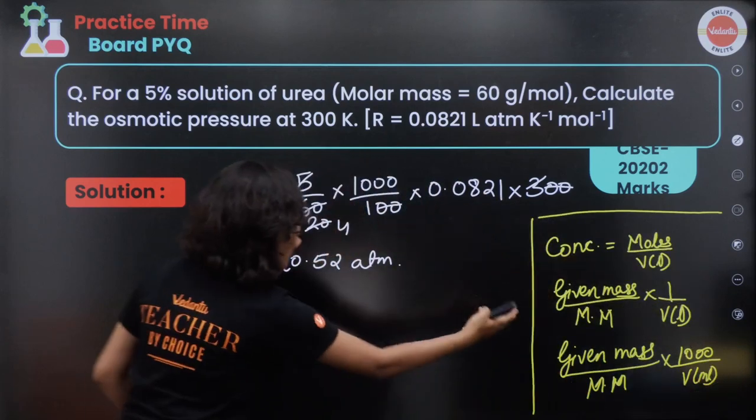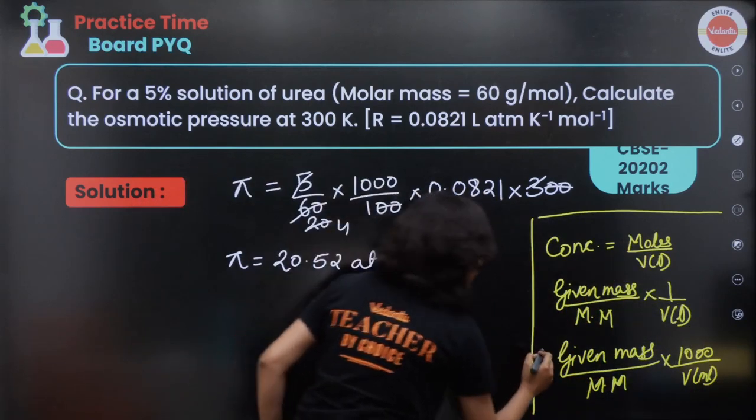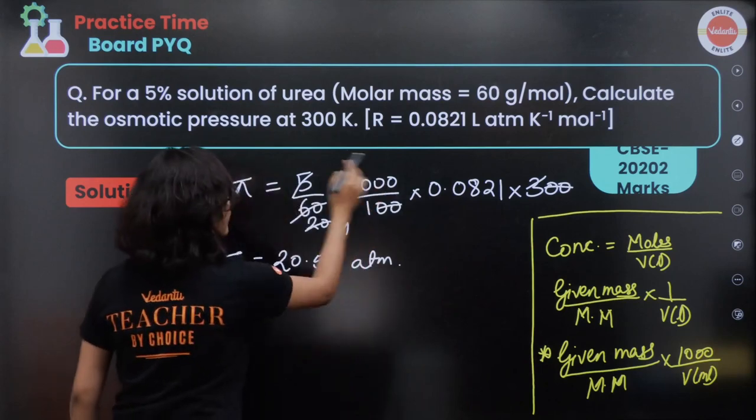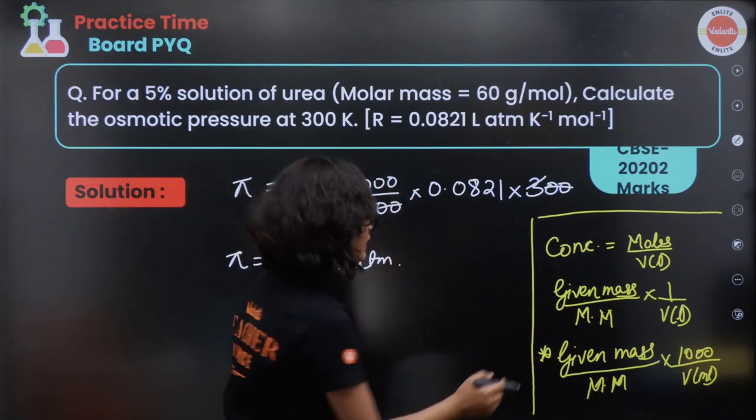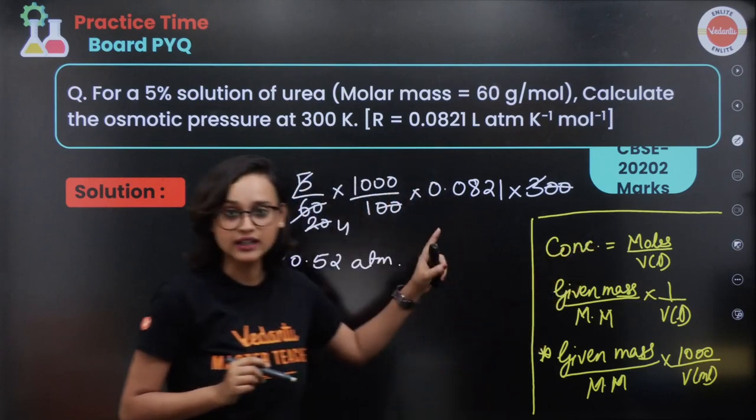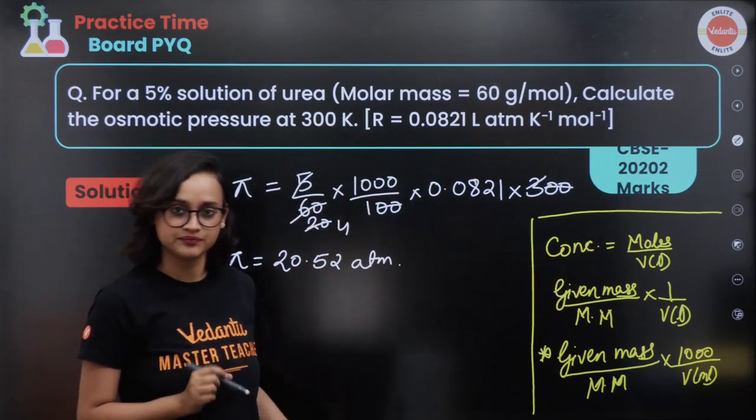Correct? So from here, from this basically, I wrote it like this, okay? I wrote it like this. Don't you forget it. Here is the rough work. Take a look at it. This is how you can solve it, okay?